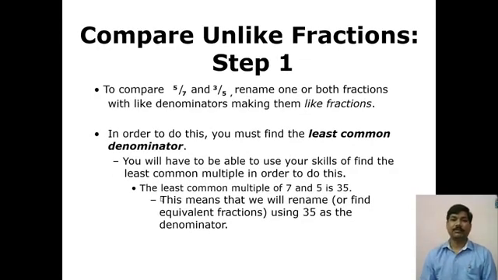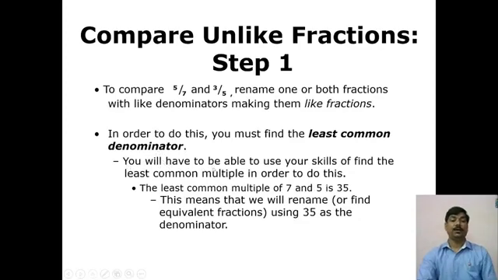Now take the second example. Compare the unlike fractions. Now we are taking the fractions 5/7 and 3/5. Now we are going to compare 5/7 and 3/5. So similarly, rename one or both fractions with like denominators, making them like fractions. In order to do this, you must find the least common denominator, as I earlier told you, or you can say least common multiple.